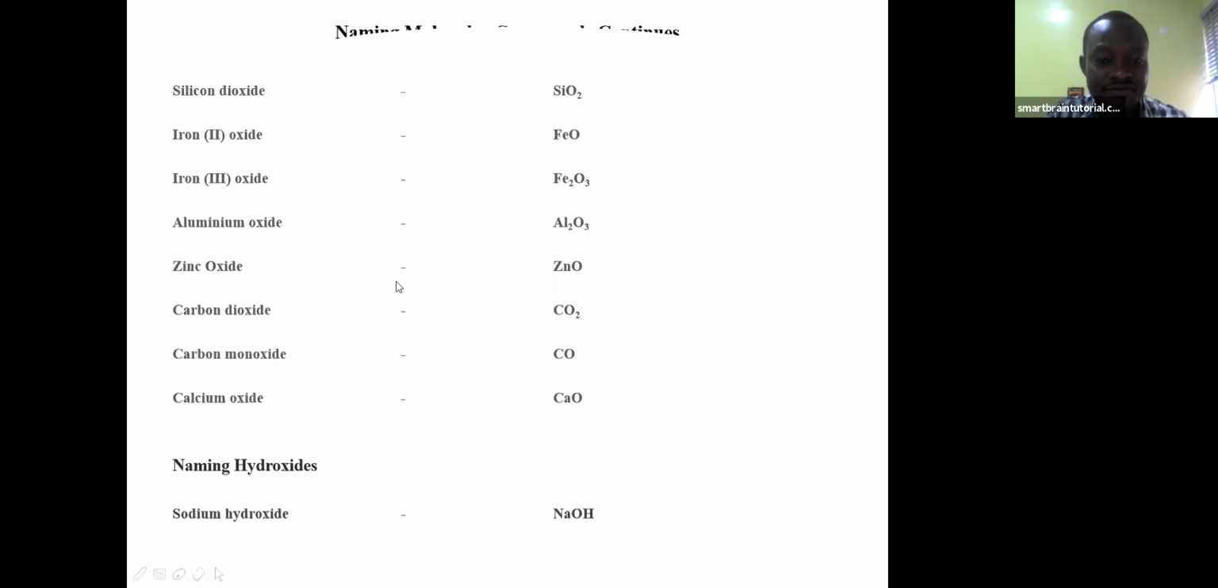Next is carbon dioxide. Carbon dioxide is common. CO2 shows there are 2 atoms of oxygen and 1 atom of carbon. The oxidation state of carbon in this compound is +4. We now have carbon monoxide, or carbon(II) oxide. It shows that the oxidation state of carbon is +2, and that is why it is CO.